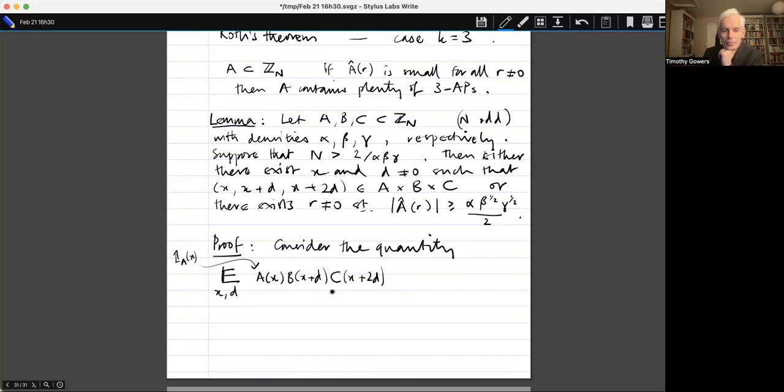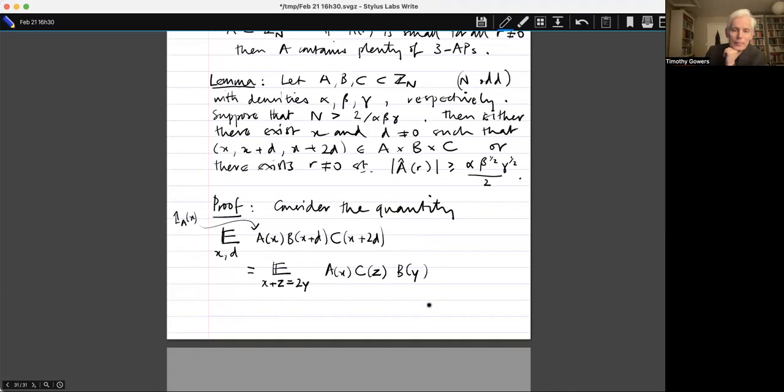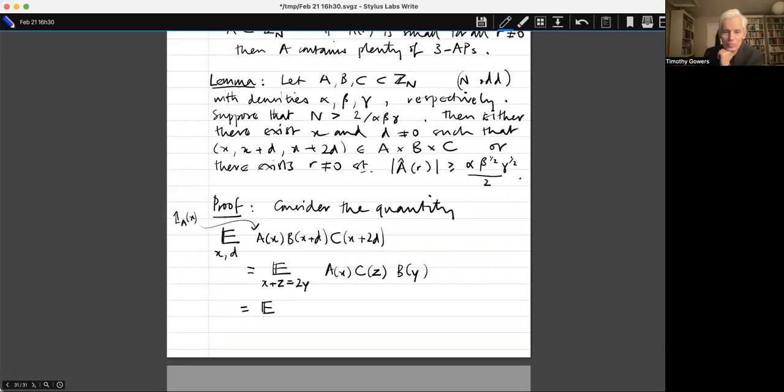Now, there's another nice way to write that. It's the average over all triples x, y, z such that x plus z equals 2y. So y is the average of x plus z. So this is y, that's x, and that's z. A(x), C(z), B(y), just because it's convenient to have it that way around. And I'm going to do this very carefully. I could jump lots of steps, but I'm going to put in all the steps.